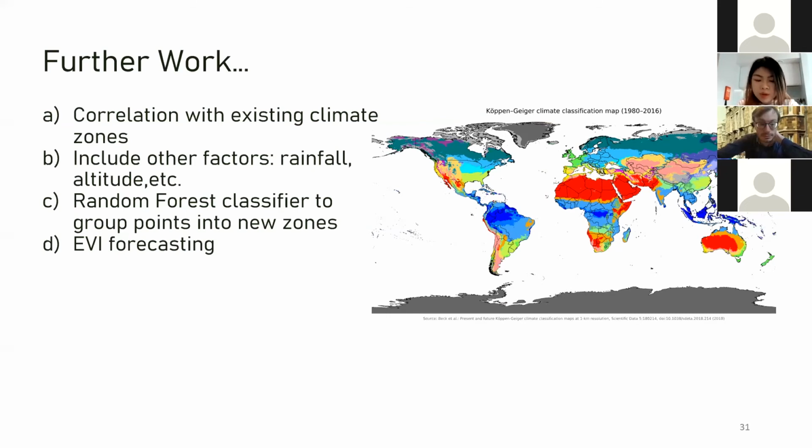To summarize the presentation, using remote sensing, we can extract EVI trend from time series data.